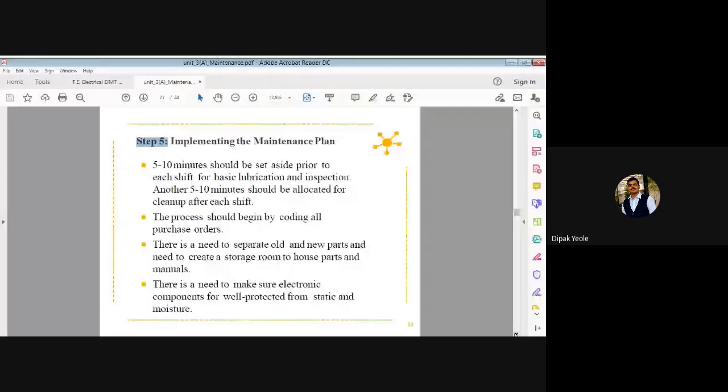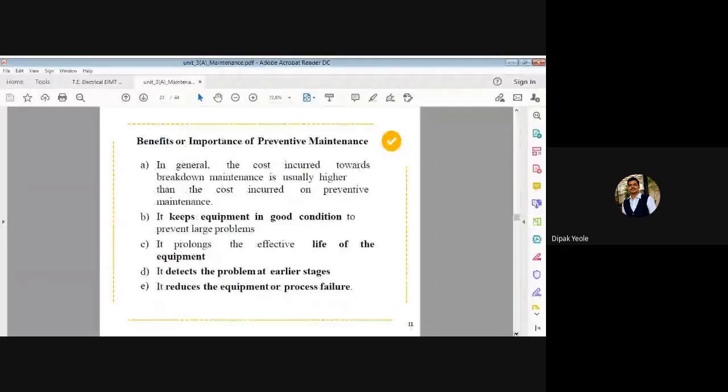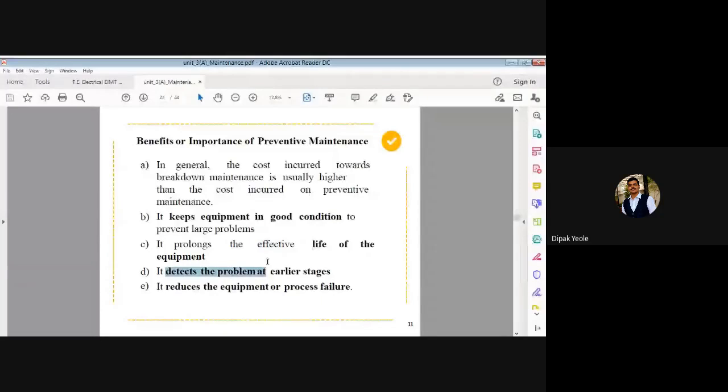Now there are benefits and there are disadvantages. So what is the benefit of having the preventive maintenance? In general, the cost incurred towards the breakdown maintenance is usually higher than the cost incurred on preventive maintenance. Yes, it keeps the equipment in condition. It prolongs the effective life of equipment. It detects the problem at earlier stages. कारण की आपण प्रिव्हेंटिव्ह करतोय. It reduces the equipment or process failure.